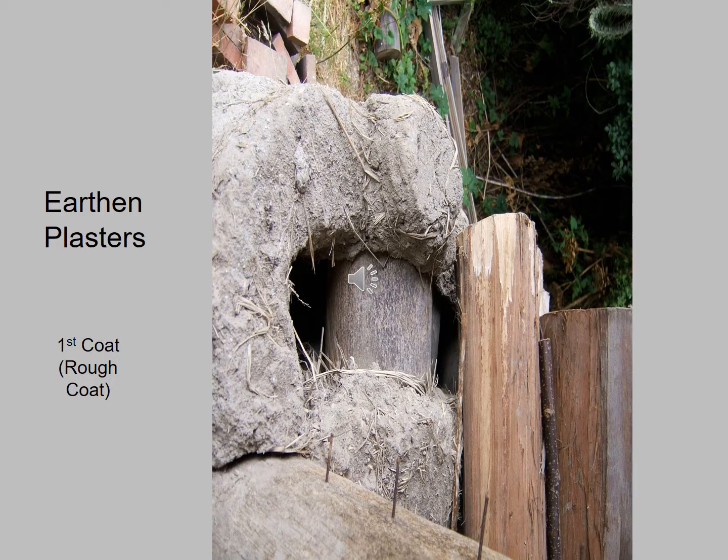Here's a good picture that shows you what the first cob type of plaster can be if you're working with cob. That looks like, in this picture, something that's been cobbed over a wooden post. So it looks pretty rough. You can see the straw fibers in it. It's not smooth. It's not meant to be the final surface. That's the first rough coat of something like a cob plaster.